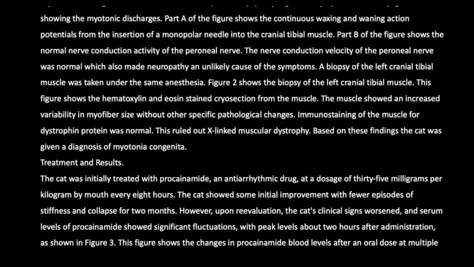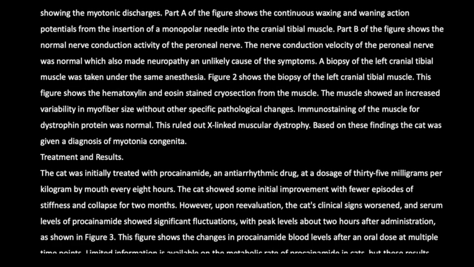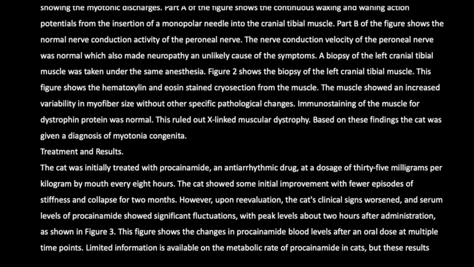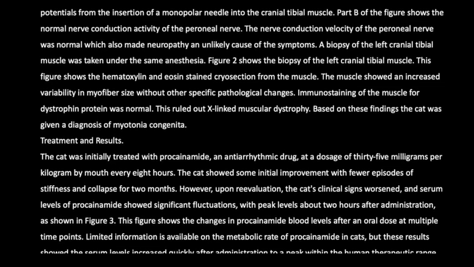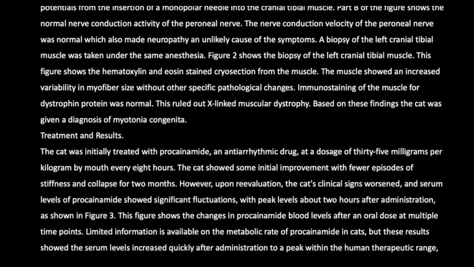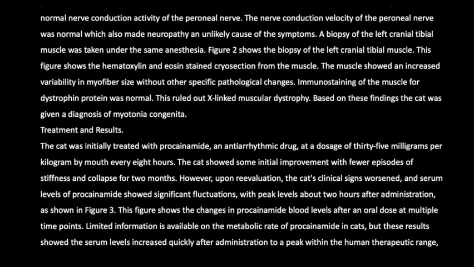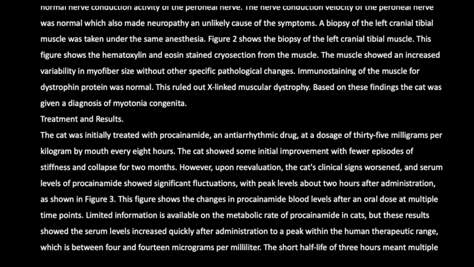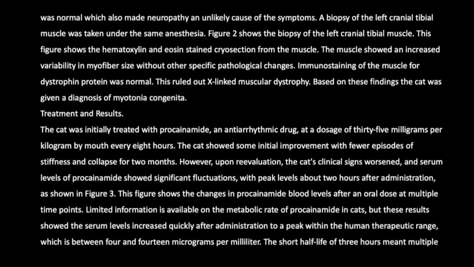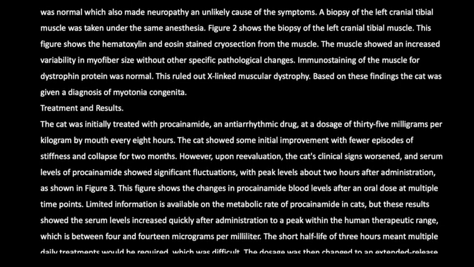This figure shows the hematoxylin and eosin-stained cryosection from the muscle. The muscle showed an increased variability in myofiber size without other specific pathological changes. Immunostaining of the muscle for dystrophin protein was normal. This ruled out X-linked muscular dystrophy. Based on these findings, the cat was given a diagnosis of Myotonia congenita.